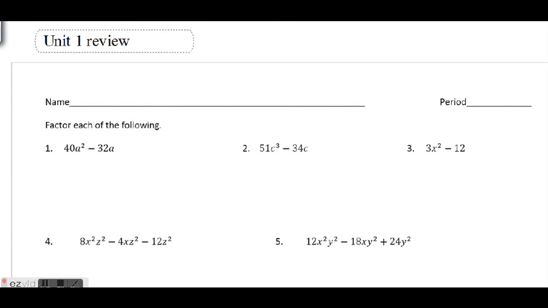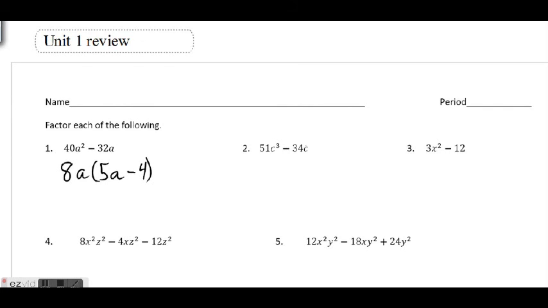40 and 32 are both multiples of 8, so I can factor out an 8. And you notice they both have at least one a, factor out that a. 40 divided by 8 gives me 5. There was two a's here. I took one. There's one left. Minus 32 divided by 8 is 4. There was one a there. I already took it, so you're done.